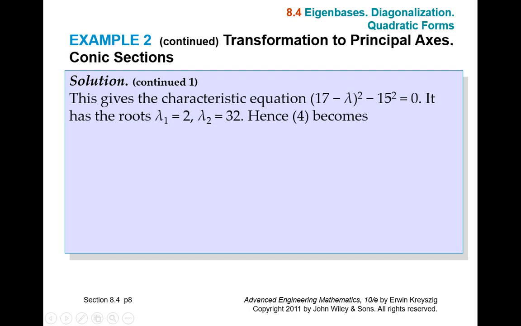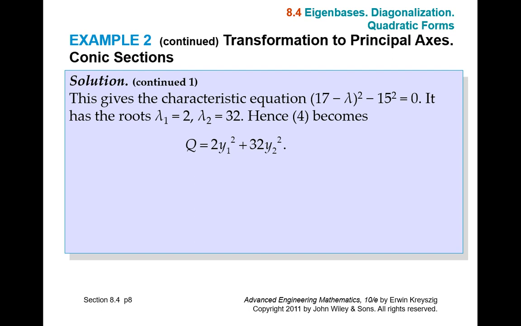Now we have to write the characteristic equation for the A matrix. It becomes (17 minus lambda) square minus 15 square equal to 0. From here we come up with two roots as the two eigenvalues: one is 2 and the second one is 32. Now using these two eigenvalues we easily calculate the new coordinate system and also the eigenvectors. The new coordinate system becomes, as we know from the theorem, the first eigenvalue times y1 square, and similarly the second eigenvalue times y2 square. So this is the quadratic form.